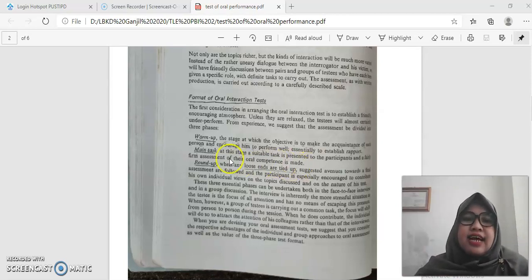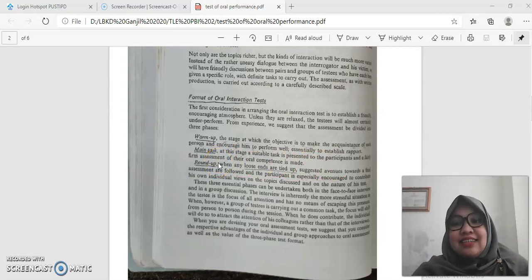Then the main task. Main task is the testing materials, the real testing materials that we give to our students. And roundup, where the participant is essentially encouraged to contribute his own individual views on the topic discussed, on the nature of his test. So the main task is the real testing material. Roundup is taking turns. You might test two persons at once, and there is a portion for one person to talk, and another portion for the other to talk.